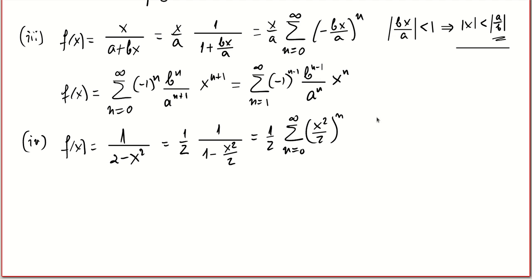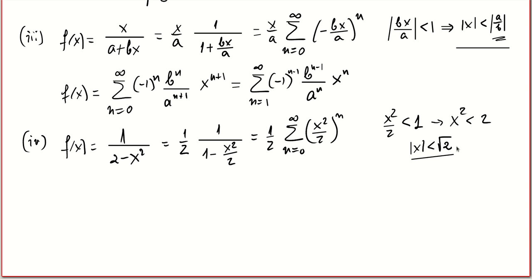When does this converge? When the absolute value of this is smaller than 1. Well, we can take off the absolute value because x squared over 2 is always positive, or 0. So that means x squared is smaller than 2, so the absolute value of x is smaller than the square root of 2. So this is the condition for the convergence, which means the radius of convergence of this series is the square root of 2.